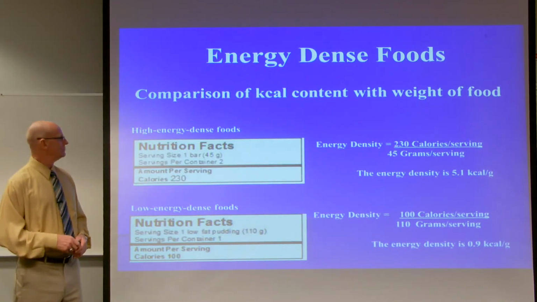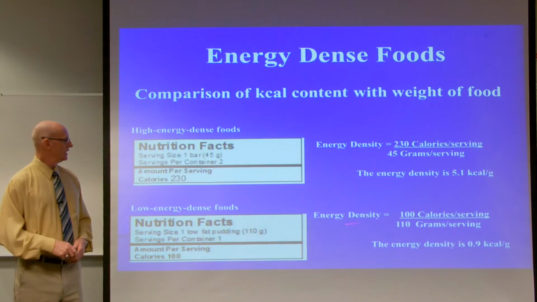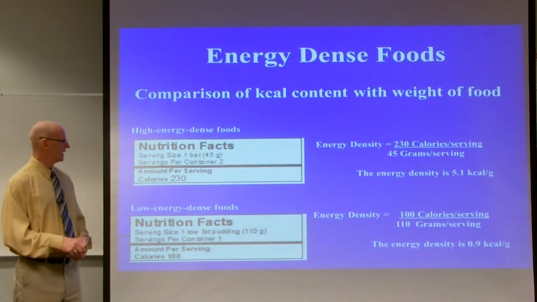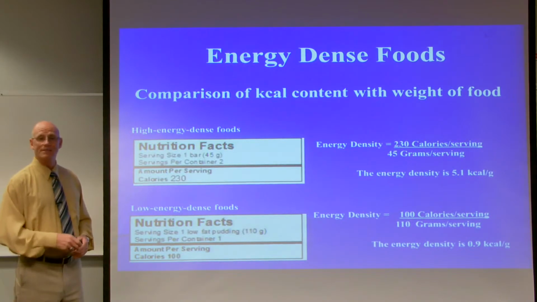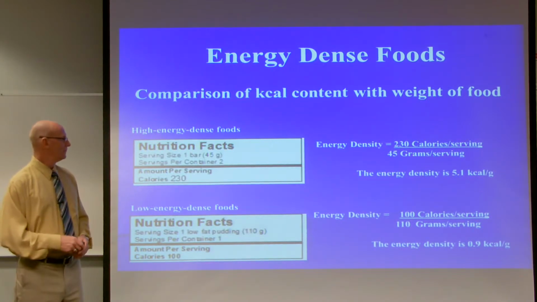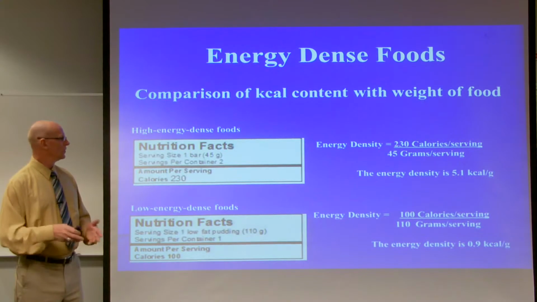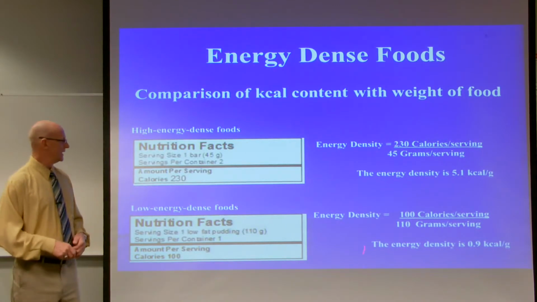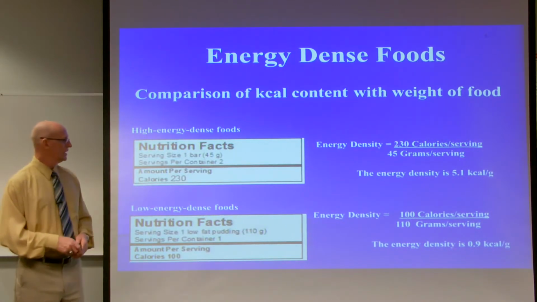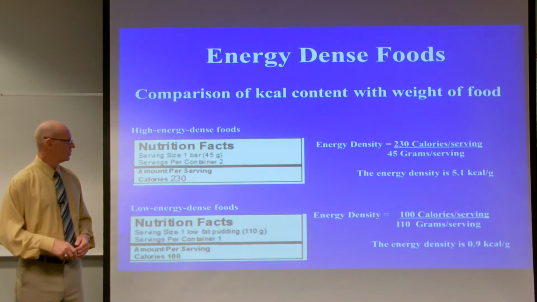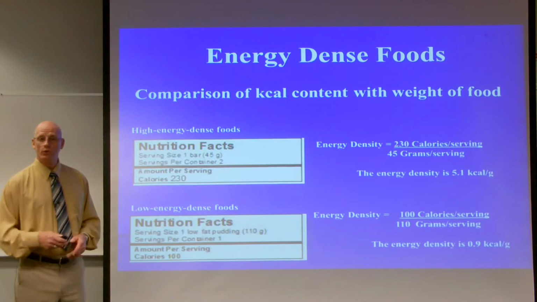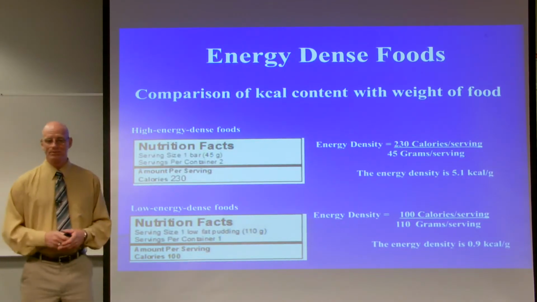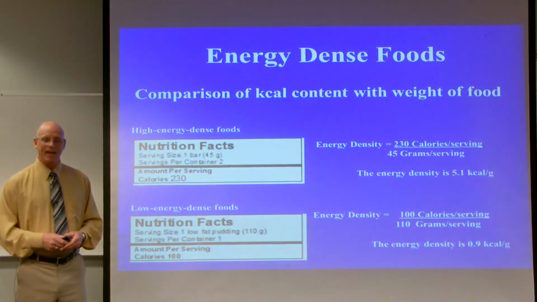So if we look at the energy density of each of these, we'll take the calories over the weight, the grams, in each one, and you'll notice that the low-fat pudding weighs more than twice as much as the serving of the chocolate bar, but it has less than half of the calories that the chocolate bar has. So you'll get the energy density of the chocolate bar is 5.1 kilocalories per gram. And the energy density of the low-fat pudding is 0.9 kilocalories per gram, which is a much less energy-dense food than the chocolate bar. And this is because the chocolate bar has more fat and less water.